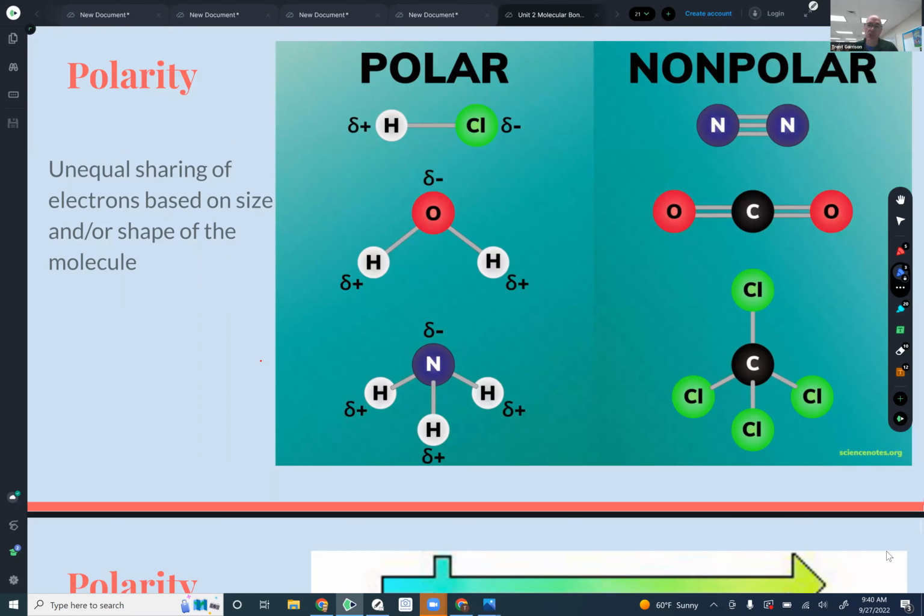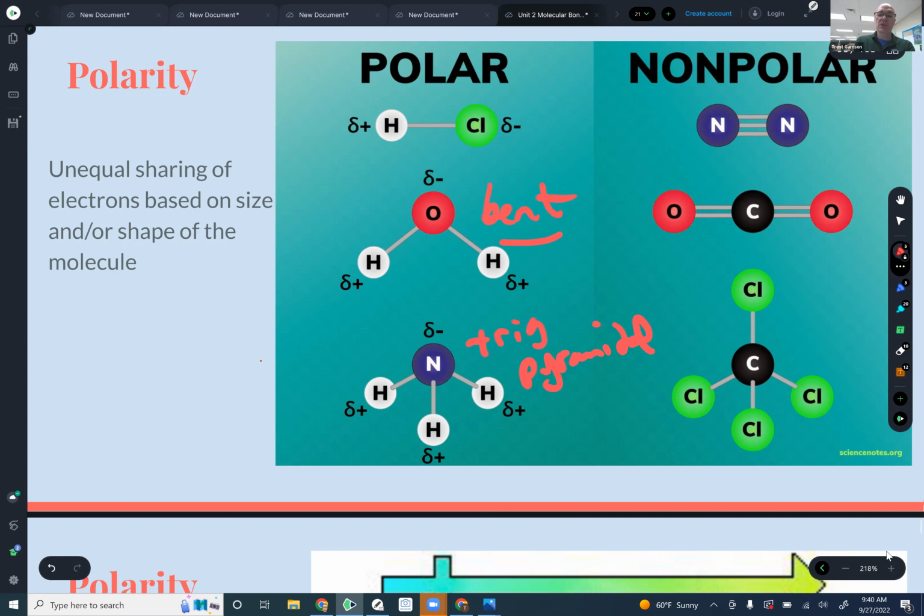All right, so what I need you to notice about polarity is that it is an unequal sharing of electrons. And this is caused by either its shape or by its size. If we look at these examples, you will notice on the polar side I have 2 specific molecules that are always going to be polar. I have on the left the bent molecule, which is the second one, and I have the trigonal pyramid.